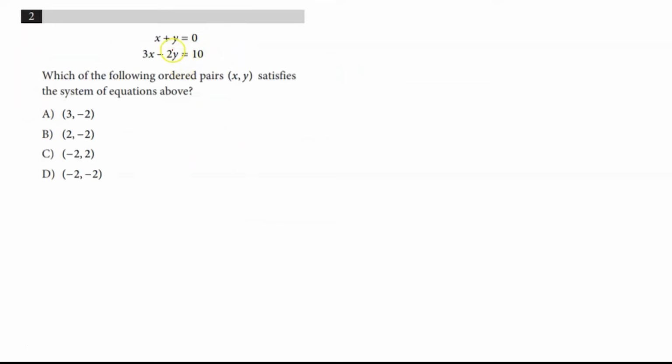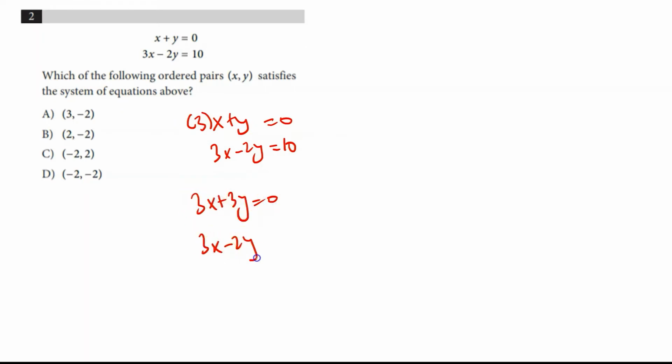Moving on to question 2, seems to be a simple systems of equations that we can solve with pretty much any method, so let's go ahead and do that. x plus y equals 0, 3x minus 2y equals 10. Immediately, I notice that we can cancel the x here if we multiply this top equation by 3, so let's do that. So we have 3x plus 3y equals 0, and 3x minus 2y equals 10.